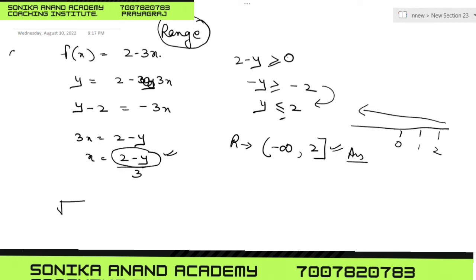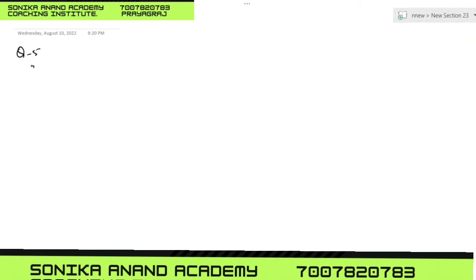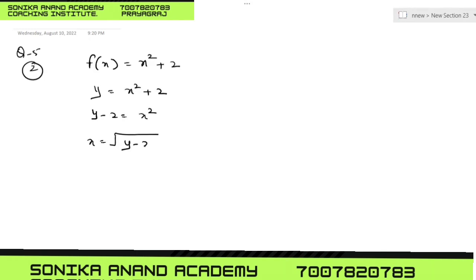This is question number 5, first part. Okay. Now question number 5, second part. Similarly, we have another function f(x) is equal to x square plus 2. So it becomes y is equal to x square plus 2. So y minus 2 is equal to x square. So the value of x becomes the square root of y minus 2. So now when it is under root, we take greater than 0. Clear?